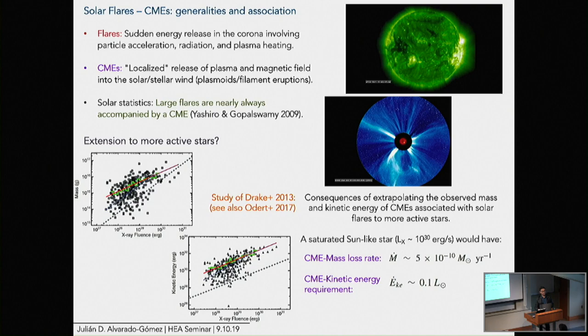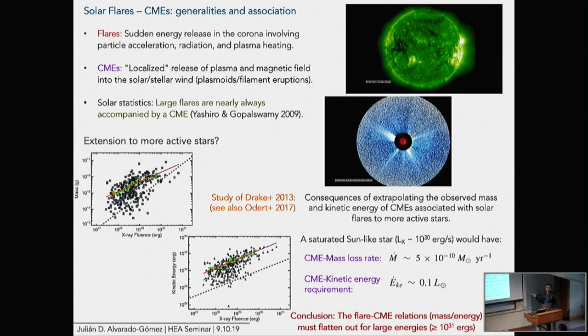So the problem, the conclusion in this paper, is that you cannot extend these relations to the level that we observe in active stars, because basically physics fails. So what are those considerations? The first part of it is the mass loss in stars.